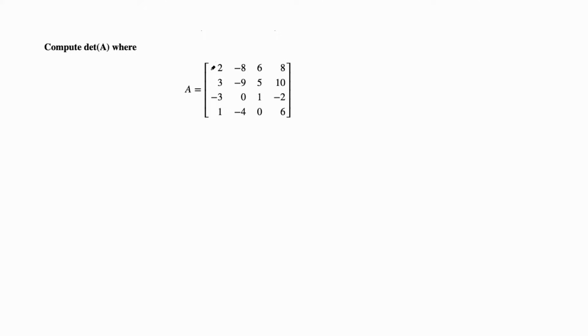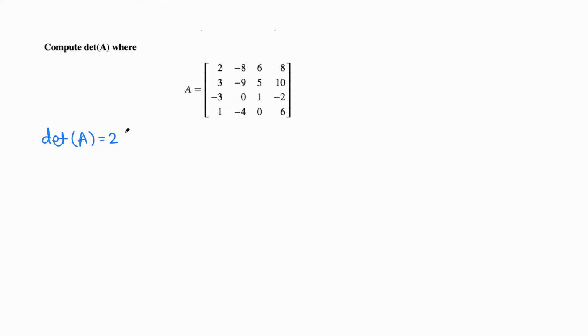So we want to make the very first element 1, for which we can swap, interchange row 1 and row 4. For that we need to pay -1. But look at the first row, we got 2, -8, 6, 8. We can factor 2 out. So determinant A, we can factor 2 out. This is how we can make 1.